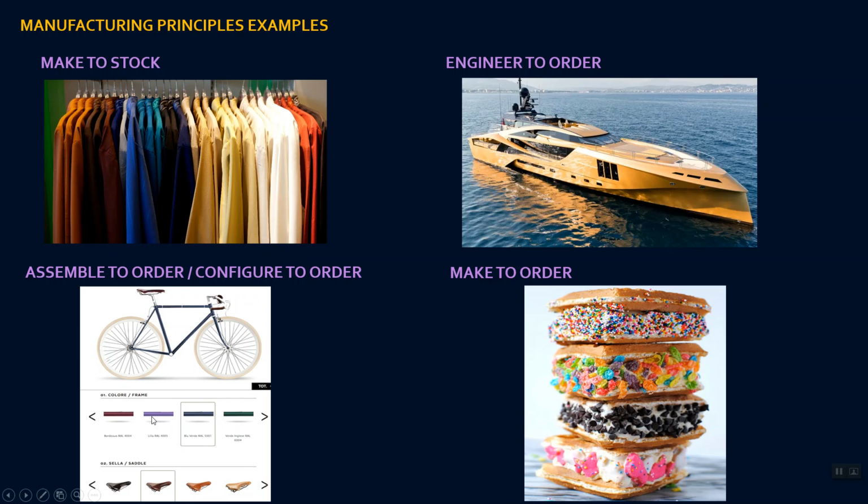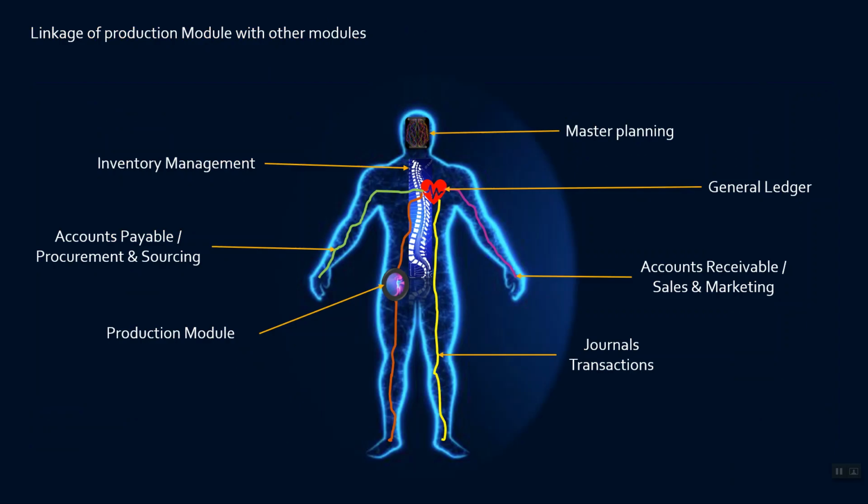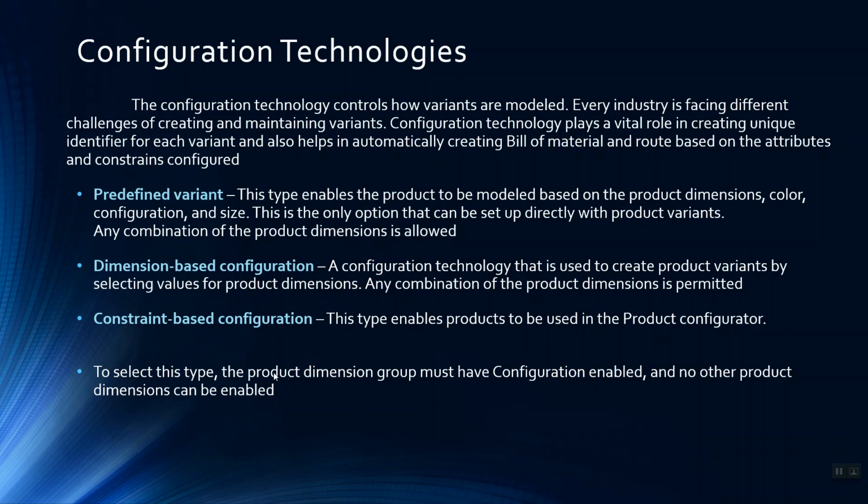Let's just take an example: if a person selects a violet color frame, in that combination the user will only be allowed to select an orange color seat or a black color seat. Brown and yellow color options will not be allowed. So this is one of the constraints, a simple example of a constraint. These constraints you can configure in constraint based configuration technology.